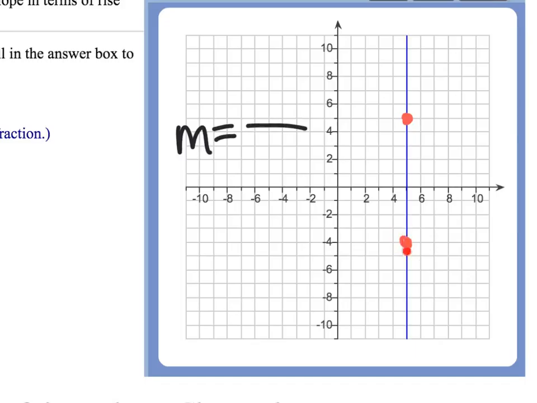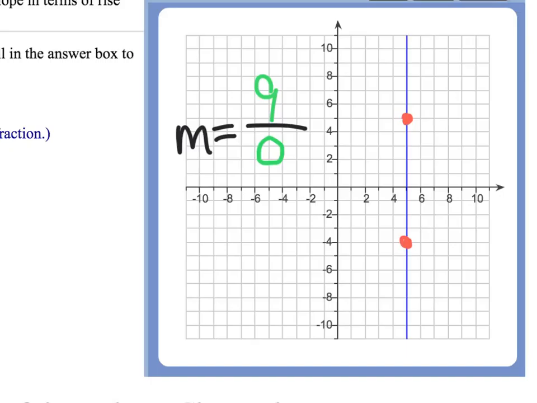So if we go from here to here, what's our rise? Well, in the way I just drew it, our rise is 9. 1, 2, 3, 4, 5, 6, 7, 8, 9. So our rise is 9. And then what is our run? Well, our run is 0. It doesn't go to the left, it doesn't go to the right as you move from one dot to the other dot. So it's 0.